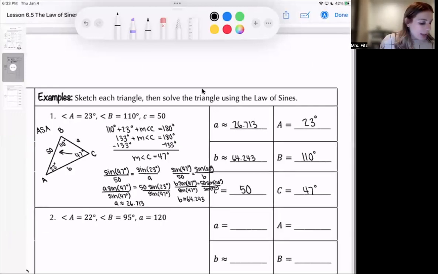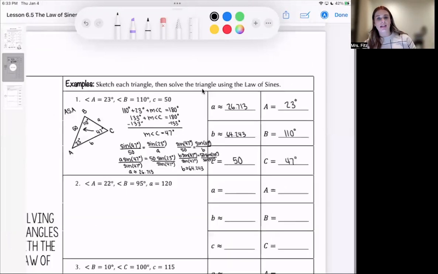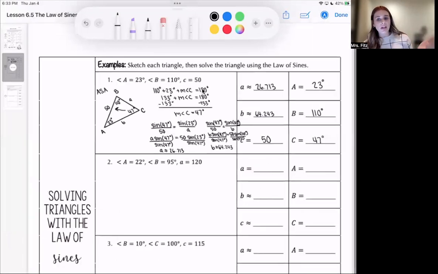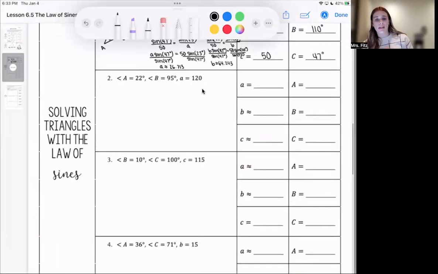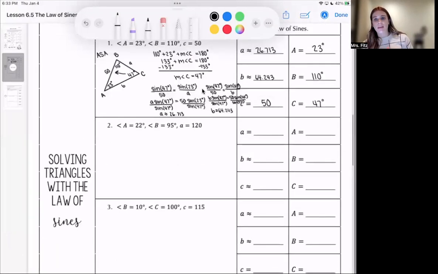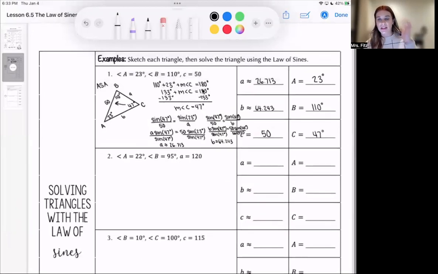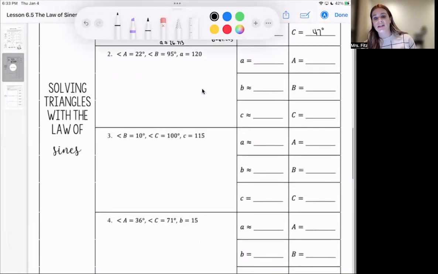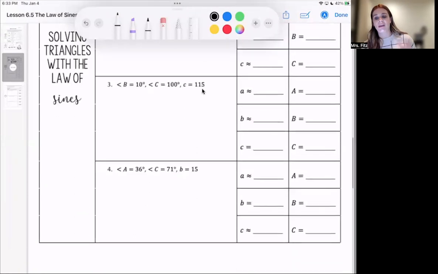Okay, let's go ahead. And actually, I think a lot of these are really similar. So you kind of get the gist of the process. Go ahead and do problems 2, 3, and 4. When you're done with them, go ahead and go to my website, mrsfitzmath.com, and look up the solutions to the remaining problems just to make sure you did them right. None of these are ambiguous cases, so you should have exactly 1 triangle for each of these.